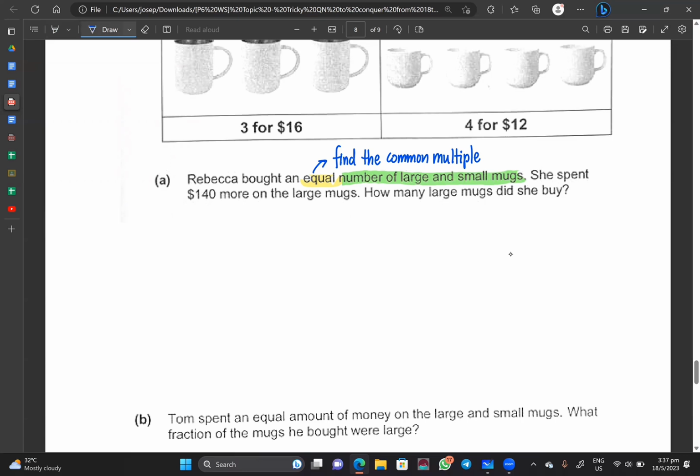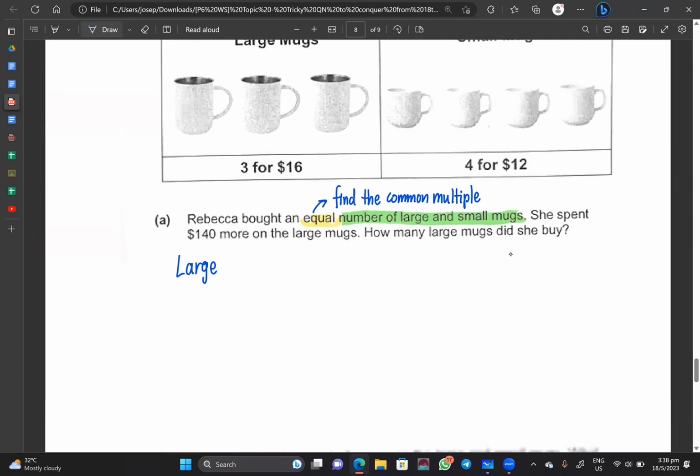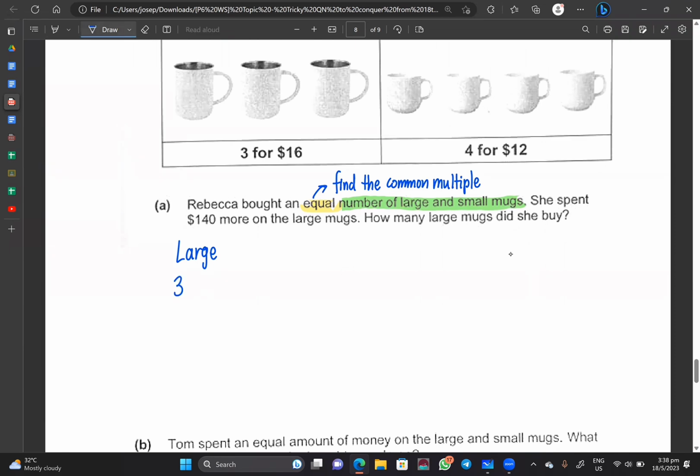Because they bought an equal number, understand? Let's talk about the large one first. If I look at the large one, I know that this person can buy 3 for $16. So we write 3 first. Understand so far? We are going to list down. We are going to ask ourselves, if the large is 3 and the small is 4, what is the first possible number of large and small mugs?